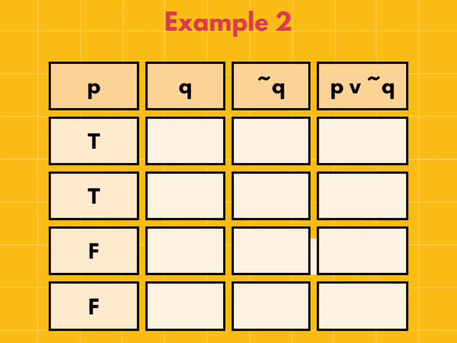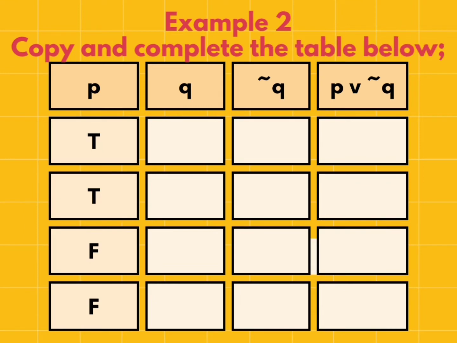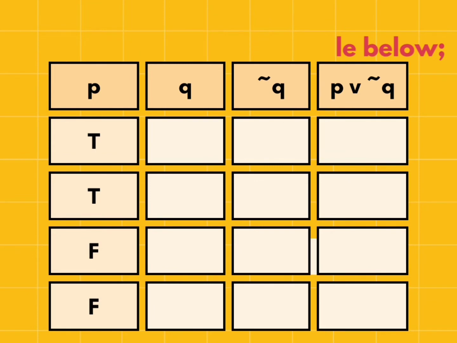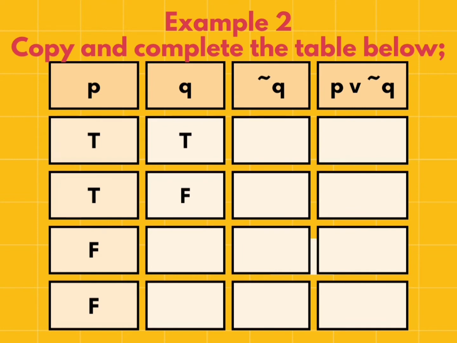So let's prepare a truth table involving disjunction. On your screen, you are told to copy and complete the table below. You have about 4 columns. The first column is made up of true, true, false, false, while the second column has true, false, and then true, false. So we are going to negate the column for Q, and then we will subsequently find P disjunction negation Q. So let's negate the column for Q.